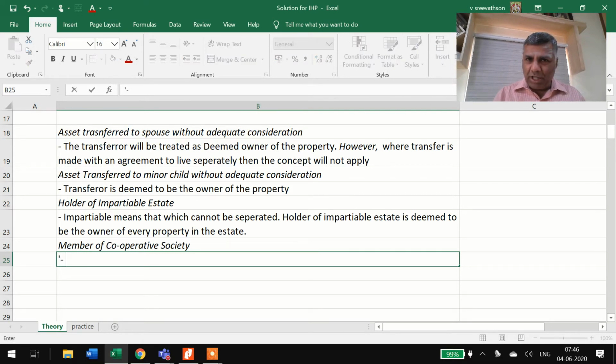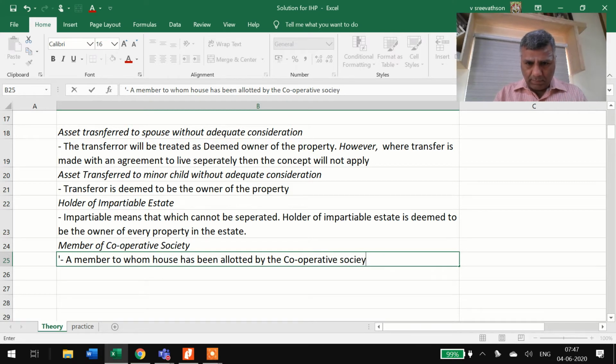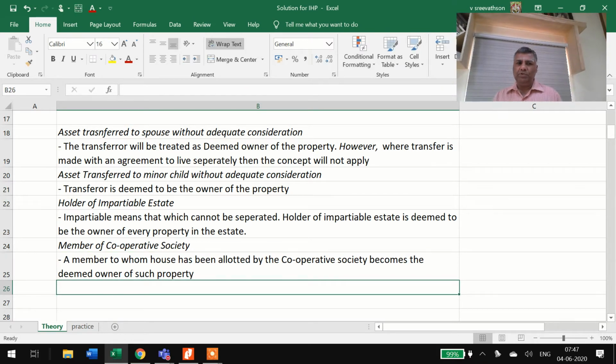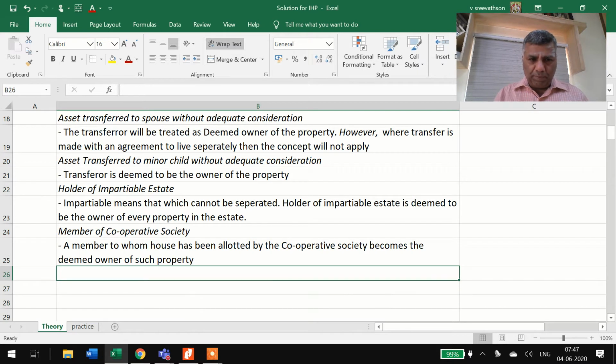In the Tamil film Mudalvan, you can see a similar scene, where a member to whom a cooperative society allots a housing property lets it out, which they are not supposed to. But in income tax law, we are not worried about what that law is. Who earns income? The member. So he becomes the deemed owner of the property. A member to whom a house has been allotted by the cooperative society becomes the deemed owner of such property.